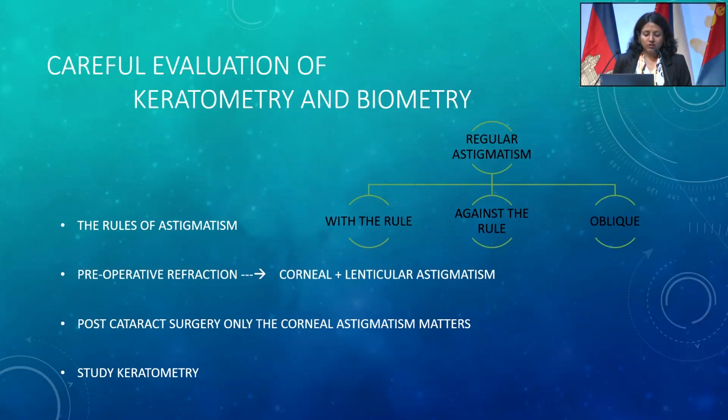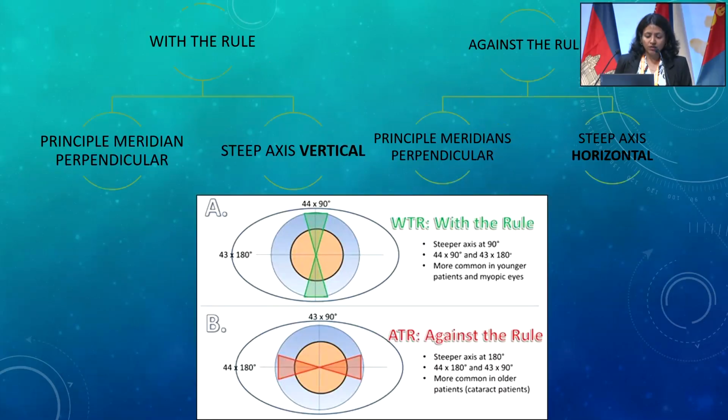So coming to the preoperative evaluation. We know that the corneal and the lenticular astigmatism will be present when we are checking the preoperative refraction, so that is not what we have to look at. What we have to look at is only the keratometry readings, because that is what is going to matter for the corneal astigmatism. So there are two aspects: with the rule astigmatism and against the rule astigmatism. In the older population, it is the against the rule astigmatism which is more common. That is, the steeper axis will be along 180 degrees.